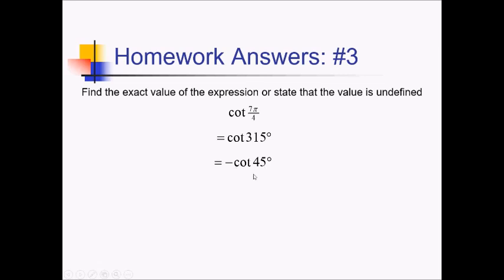Or you could go a little bit more of the long way around and rewrite this as negative cosine of 45 over sine of 45. Cosine of 45 and sine of 45, those are both radical 2 over 2's. So if you divide something by itself, you end up with 1, but don't forget we have this negative out in front. So this comes out to -1.